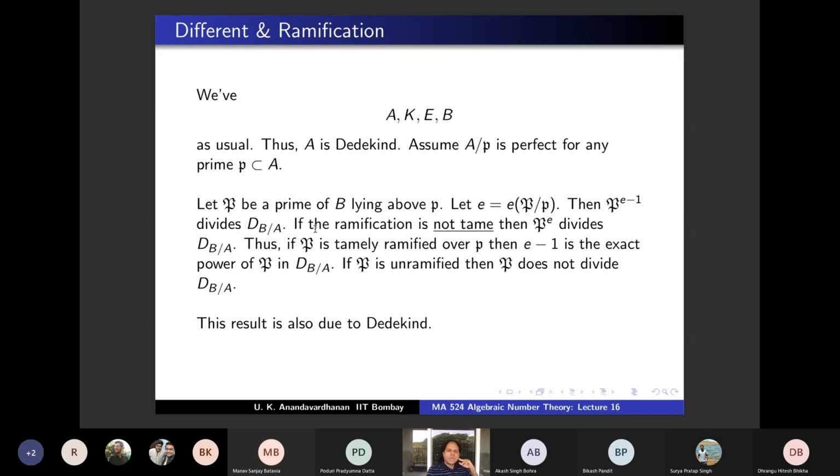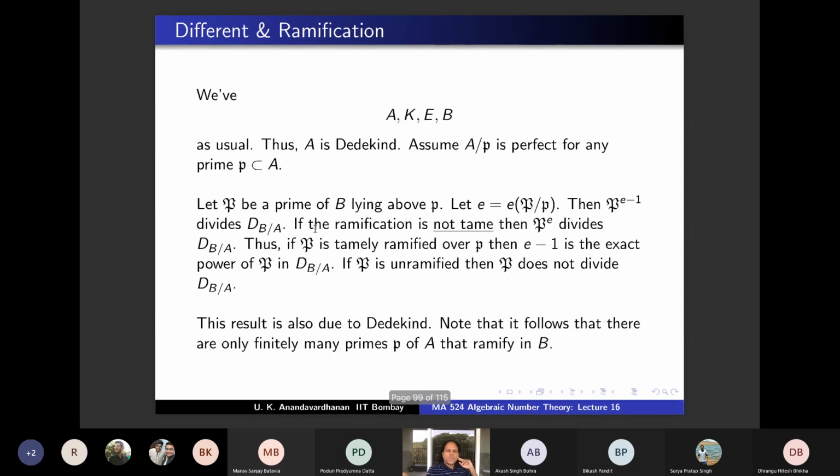This is also due to Dedekind. And note that it follows that there are only finitely many primes P of A that ramify in B. Is it clear? This statement is clear to everybody. It's an important statement, and it just follows from this result if we prove this result. You look at which primes come in the factorization of the different. Only those are ramified. The rest are not ramified. And the different is one ideal, no? So its factorization will have only finitely many primes. So only those finitely many primes are ramified primes. All others are unramified.